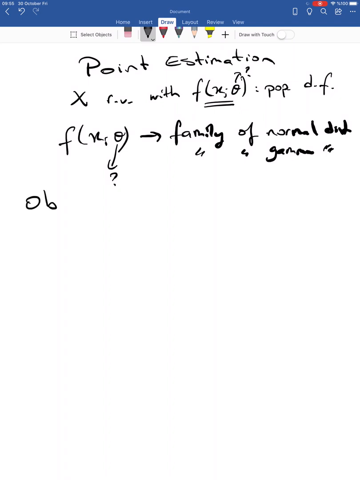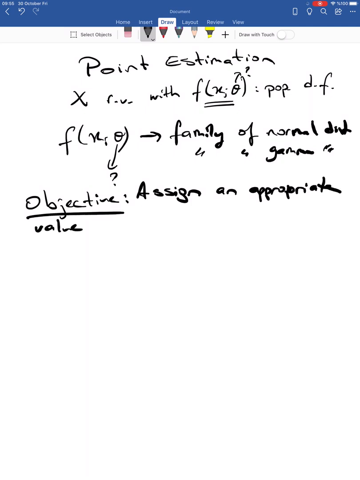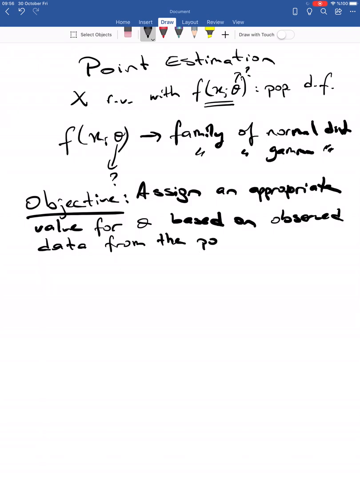So basically here our main objective is assigning an appropriate value for theta based on our observed data sample from the population. Okay, so our main objective is this one.